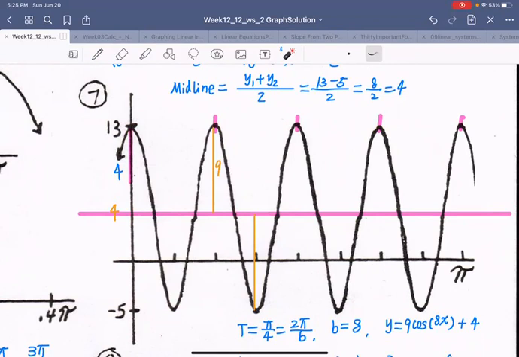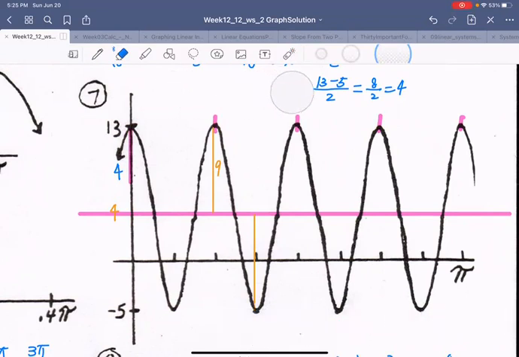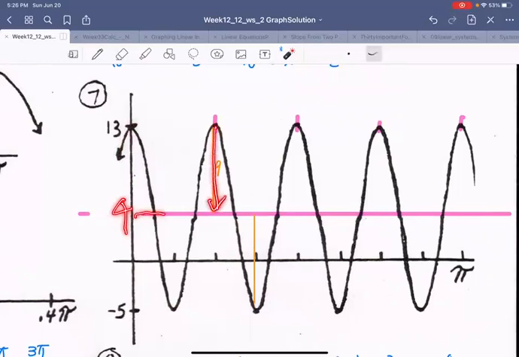Tina, let's do this. Okay. So first you find the midline by using the equation y1 plus y2 over 2. And then you would get 13 minus 5 over 2, which is 4. So the midline would be at 4. And then you find the amplitude by subtracting 13 and 4 together, which would give you 9.